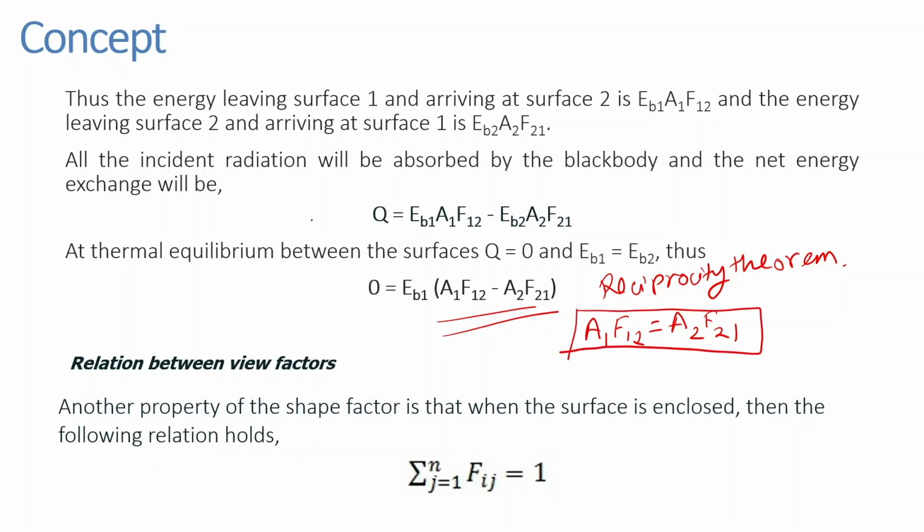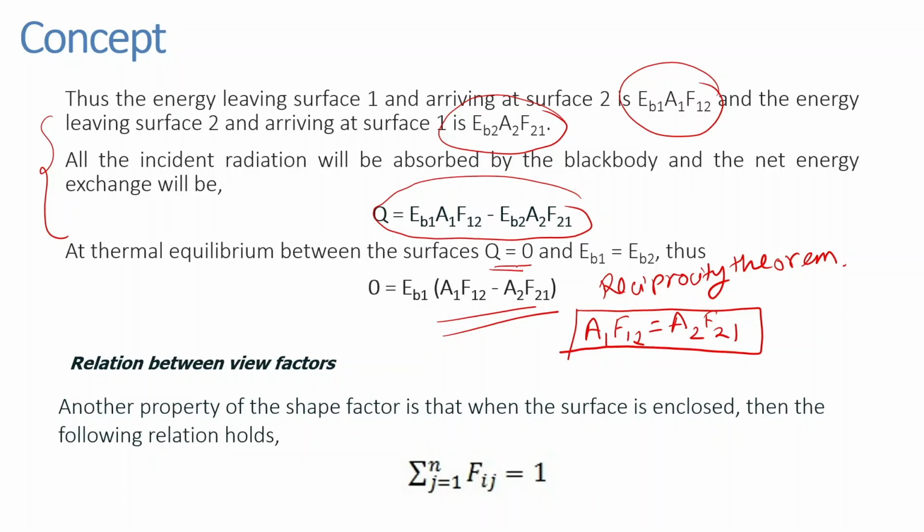This is derived according to this law. If the energy leaving surface 1 and arriving at surface 2 is given by this term, and the energy leaving surface 2 and arriving at surface 1 is given by this term, then all the incident radiation will be absorbed by the black body, and the net energy exchange will be given by this. At thermal equilibrium, Q will be equal to 0, and the energy emitted by both black bodies will be equal. So we can equate that to 0 and we get the reciprocity theorem.